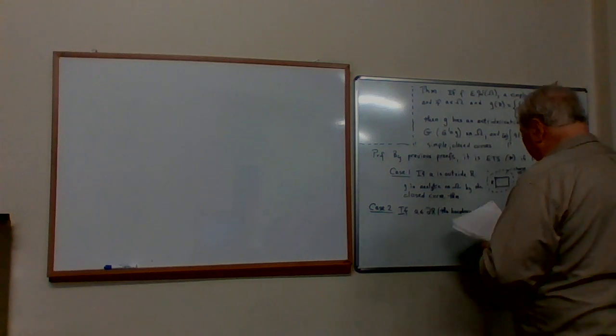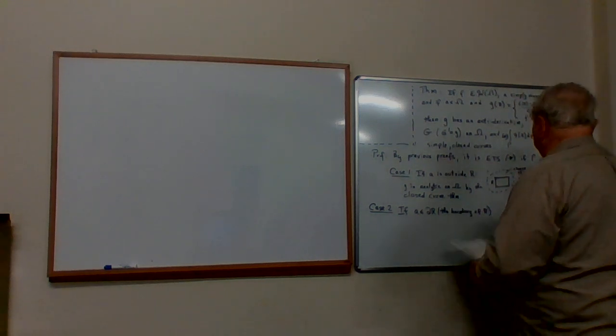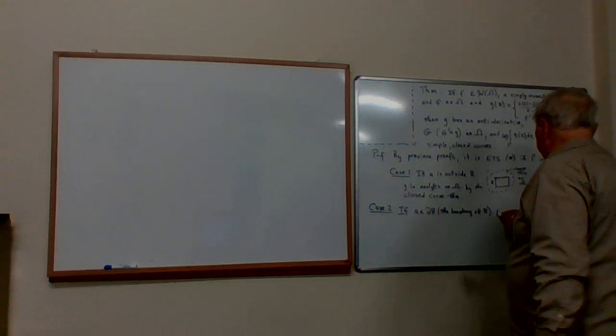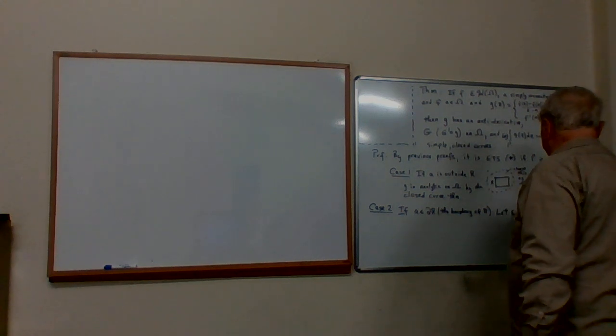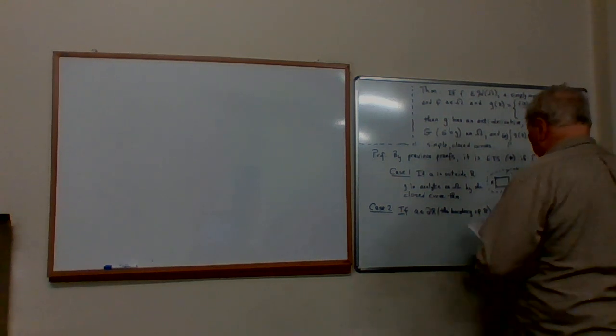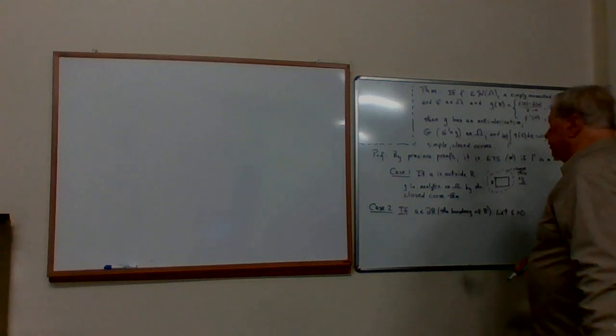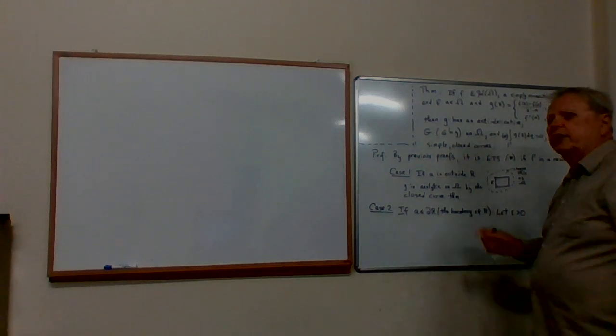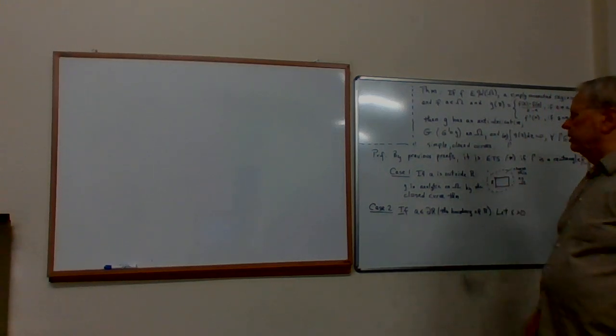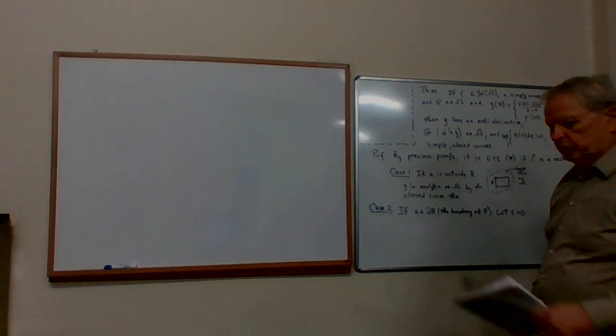So if a is on the boundary of the rectangle, let's let epsilon be greater than 0. Okay, now what we're going to do is we're going to divide our rectangle into 6 rectangles.